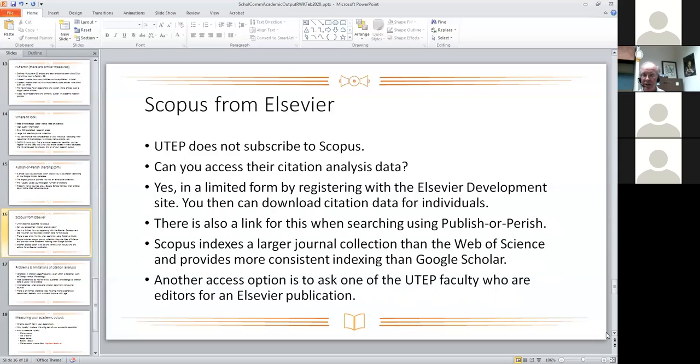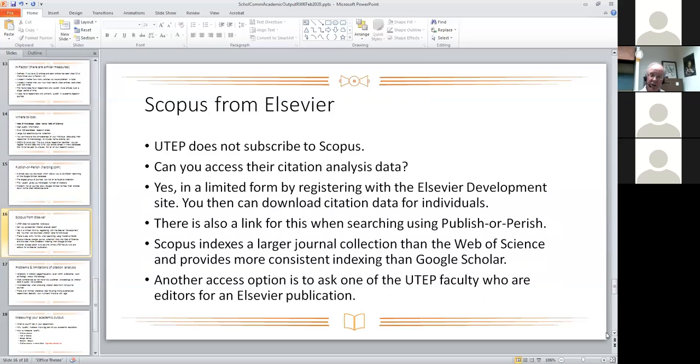Now, Publish or Perish does do a quick search on Scopus. You can get an idea whether it's worth your while to go search on Scopus, okay? Now, they index a larger journal collection than Web of Science. And Scopus provides more consistent indexing than Google Scholar, okay?